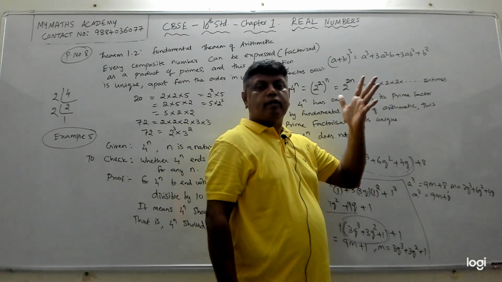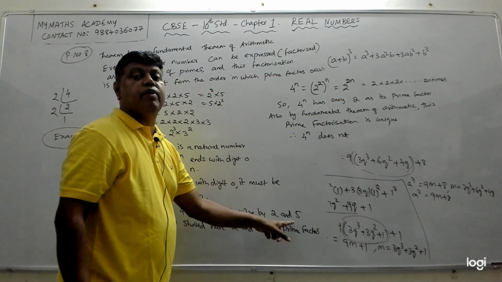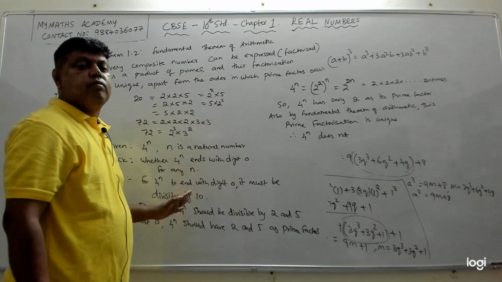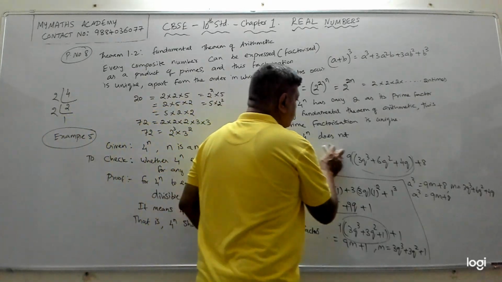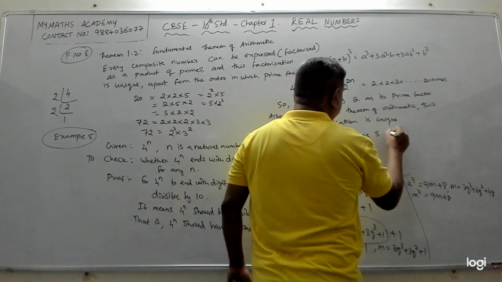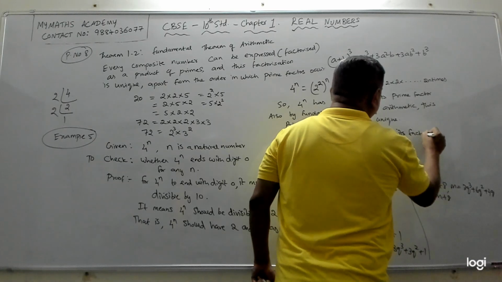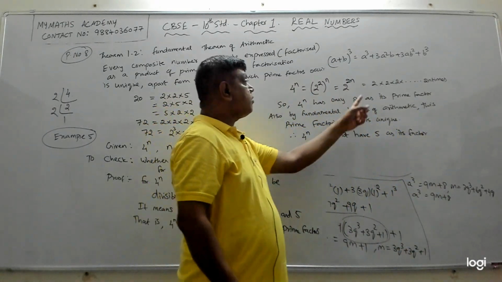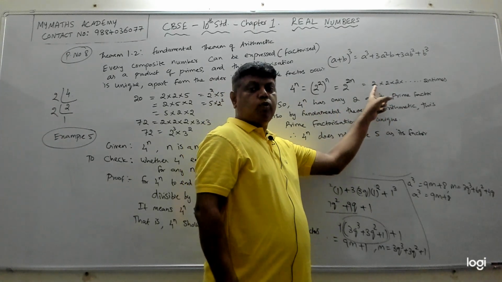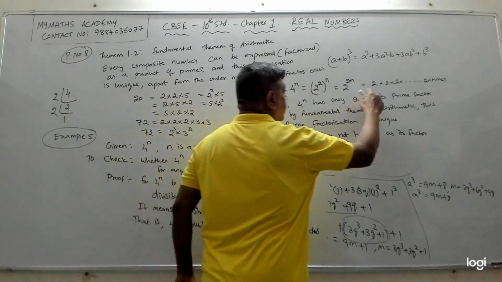There is no 5. But we need 2 and 5. It has only 2, but it does not have 5. Which means it will not end with digit 0. Right? That's how we are going to put it. Therefore, we will say 4 power n does not have 5 as its factor. Only 2 is the factor of 4 power n. So 5 is not a factor of 4 power n, because 5 is not coming here.